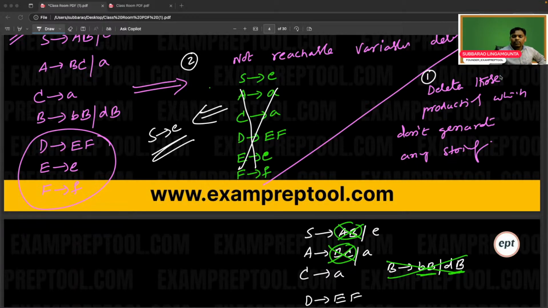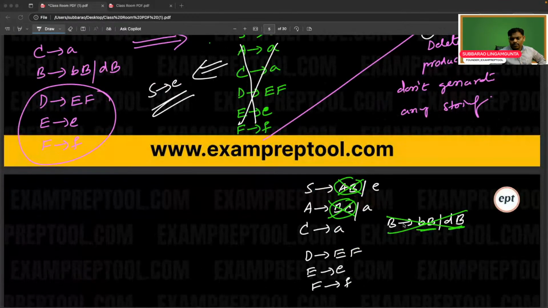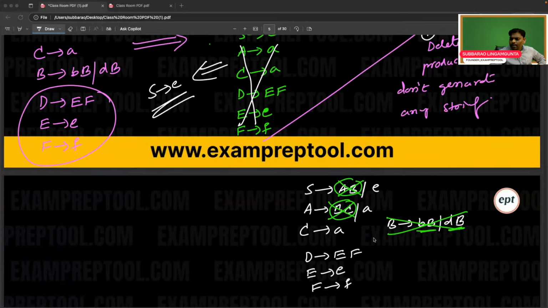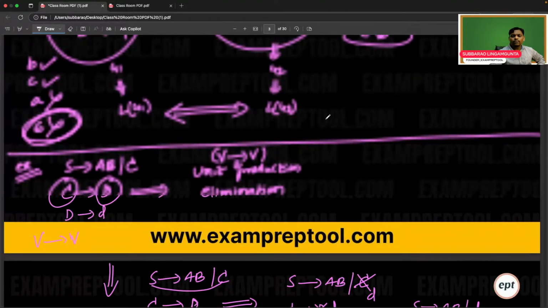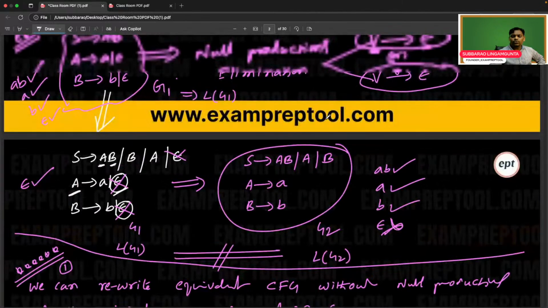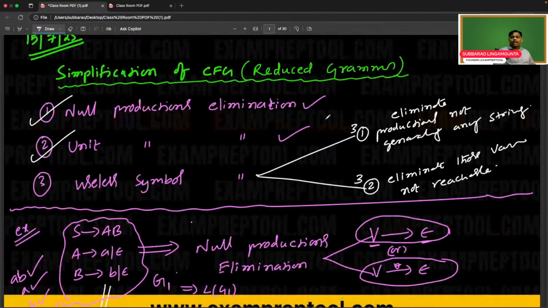Delete those productions which don't generate any string. If any production is not generating anything, just delete first. Next, those generating but not reachable from the start symbol, those also you can delete. So remember, in this order only you have to do. Be careful, follow this order only. If you follow some other order, no guarantee of a simplified CFG.